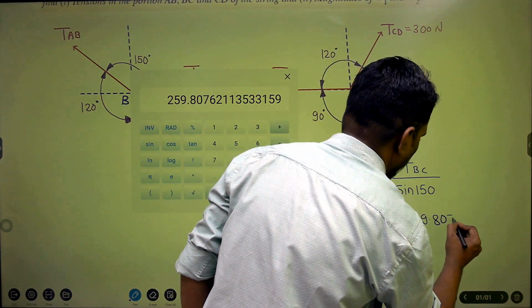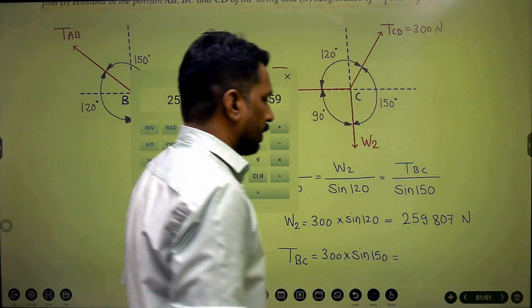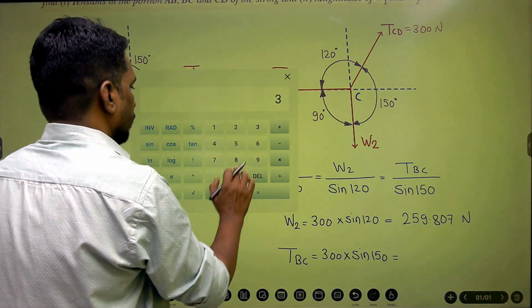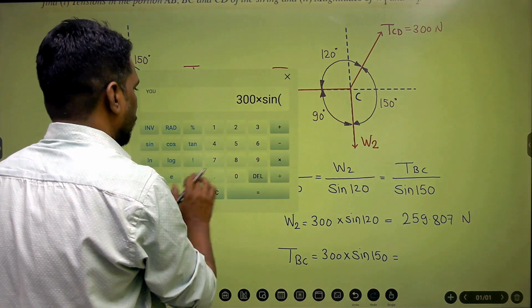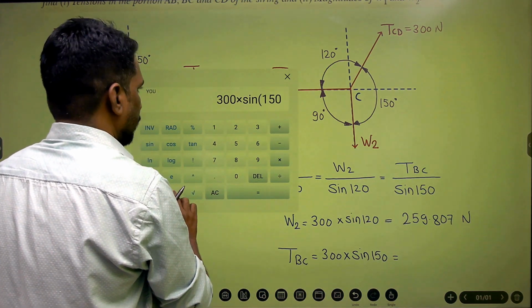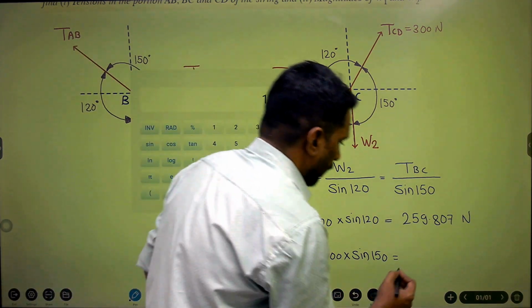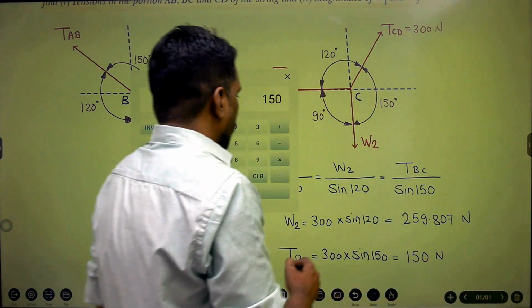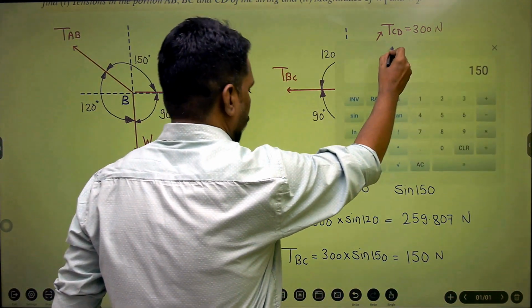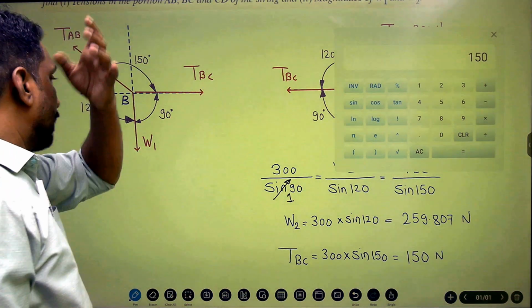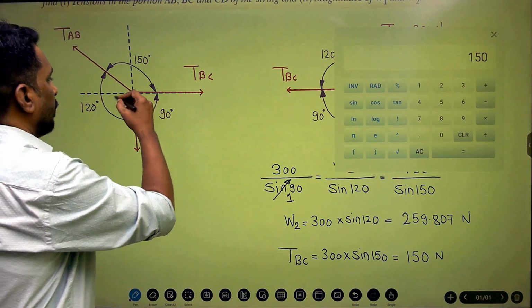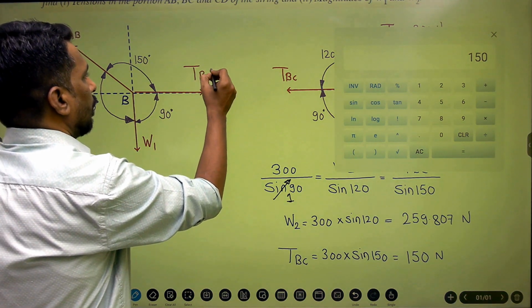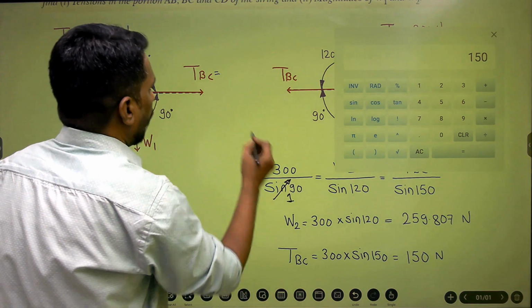Always go for the 3 digits after the decimal place. And then it is 300 into sine 150. So the answer is 150 Newton. Okay, so now we have a value of TBC which can be taken further for the calculation while applying Lami's theorem at point B. So this value is now known to us and this is equal to 150.